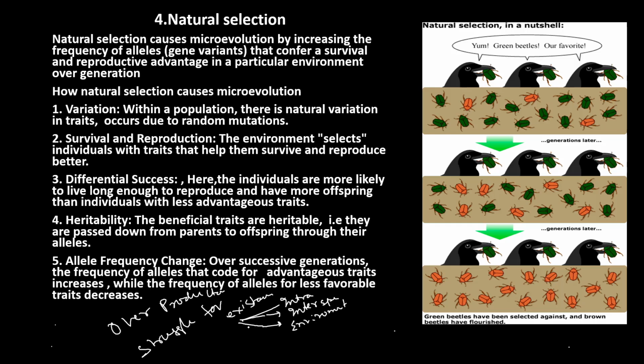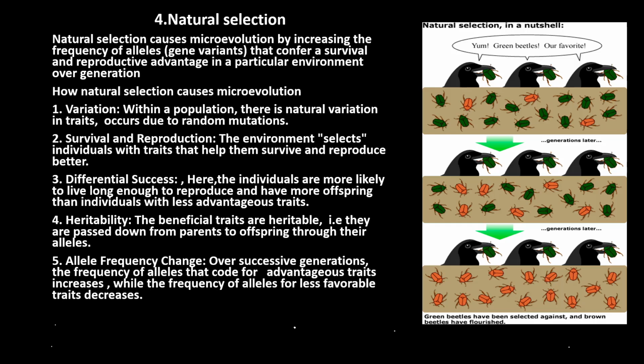So due to this struggle for existence, new species will arrive, which occurs due to variation, that means changes occur there, and good or advantageous traits, due to heritability, pass to the next generation, and at the same time allele frequency changes, and over successive generations, nature will ultimately select the more advantageous character over the less favorable character, and ultimately new species will arrive.